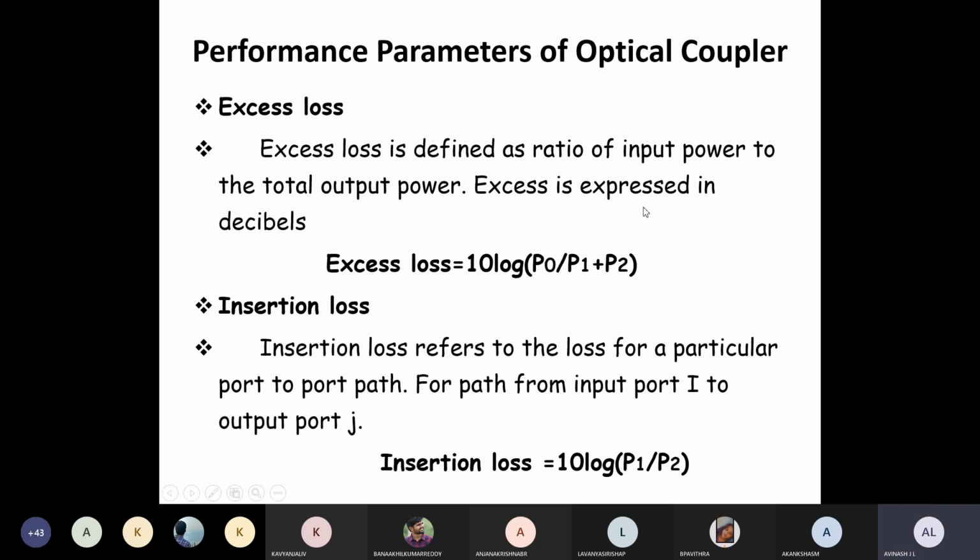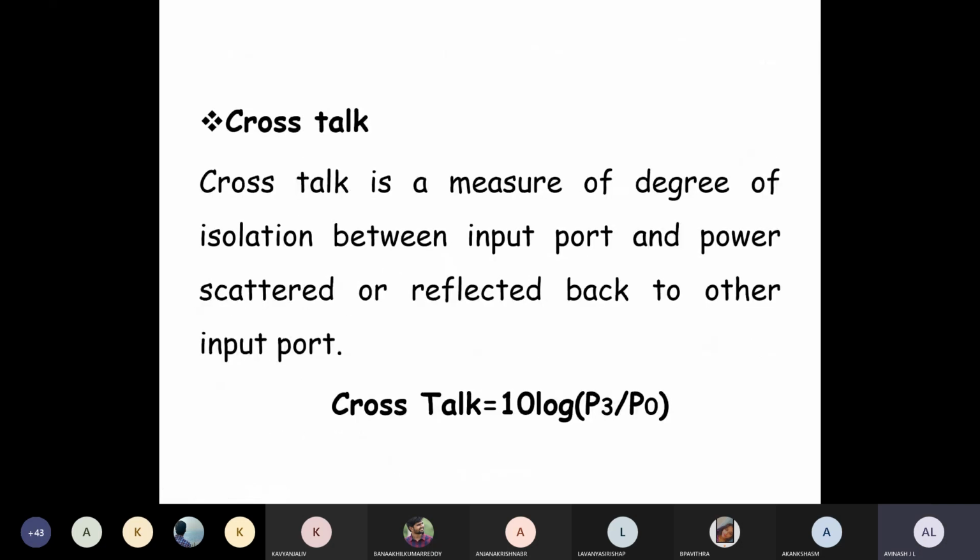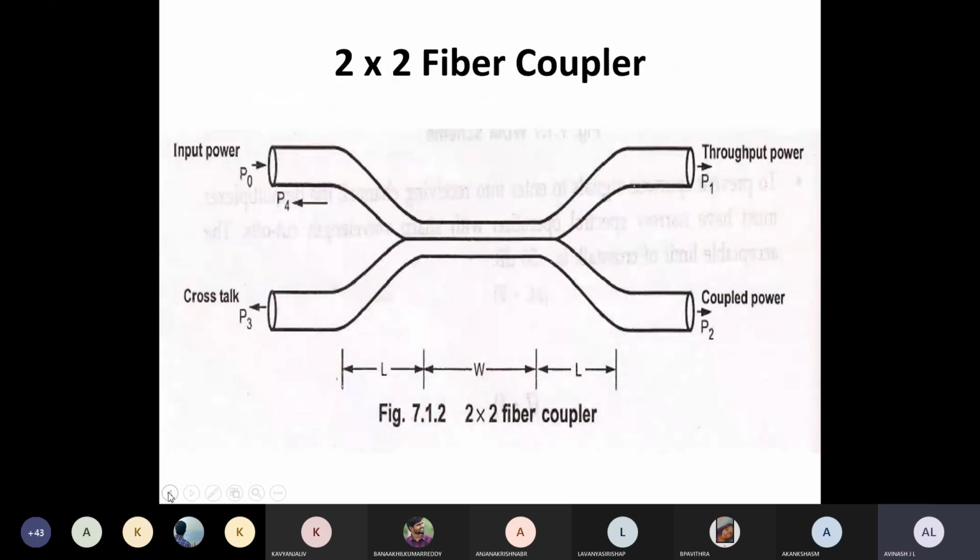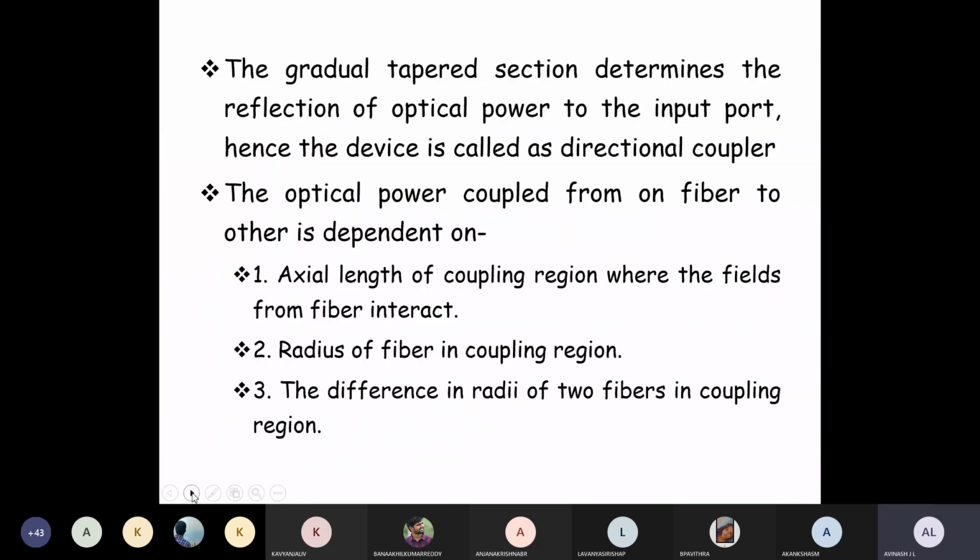Once you take this, we'll go to the next thing, that is crosstalk. Crosstalk is a measure of the degree of isolation between the input port and power scattered or reflected back to the other input port. In this diagram, the input power is P0. At the input side only, there is a crosstalk port, that is P3.